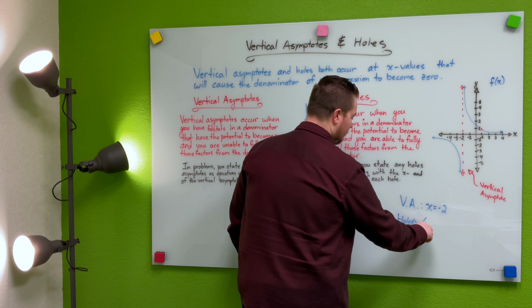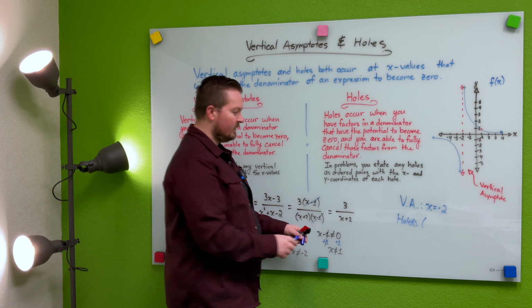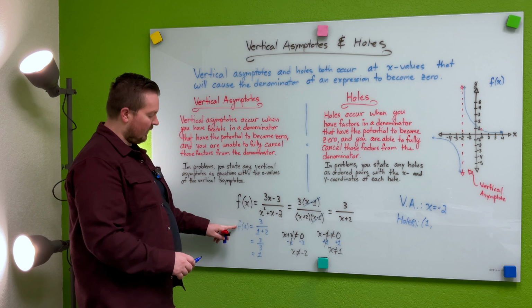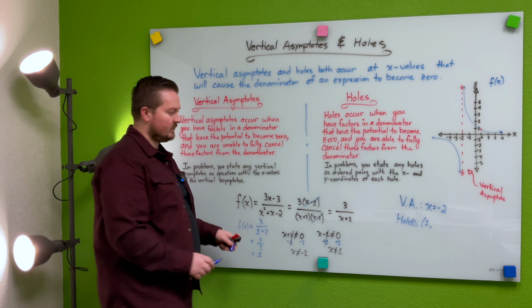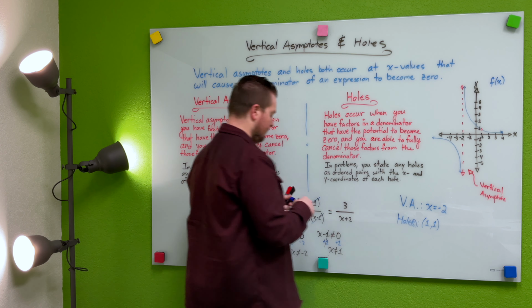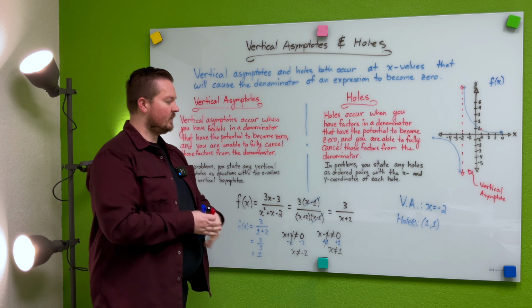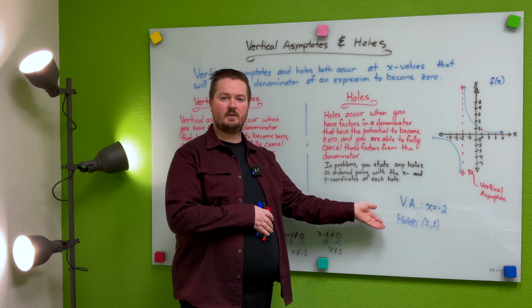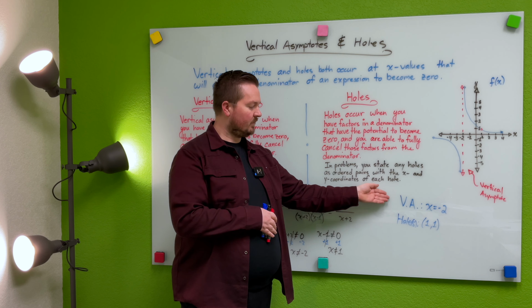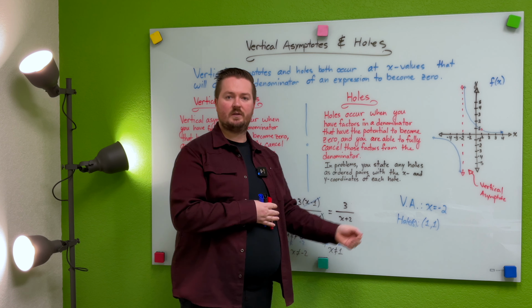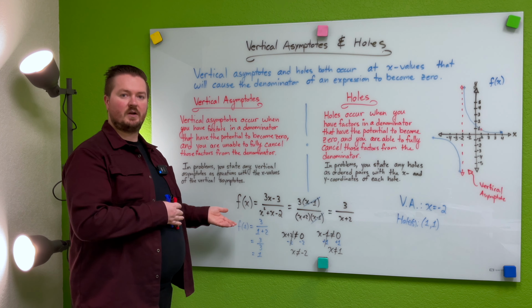So in our final answer for the holes, we are going to give the ordered pair. The x value of the hole is at 1, and the y value of the hole is also at 1. So there you go. This is what your teachers would expect to see when you are supposed to give them the vertical asymptotes and the holes for a function or an expression.